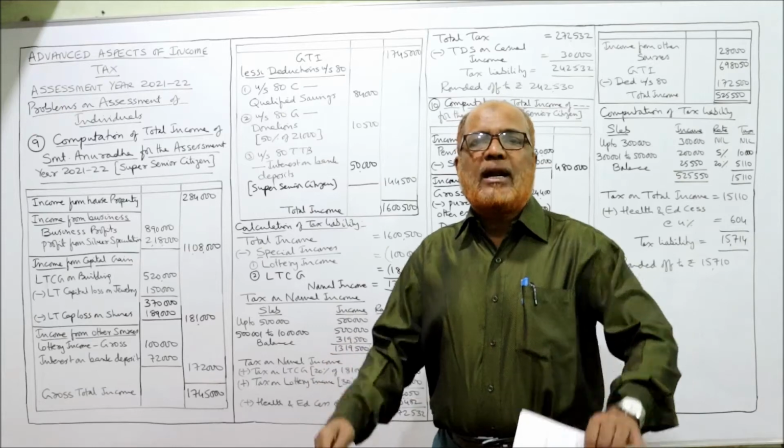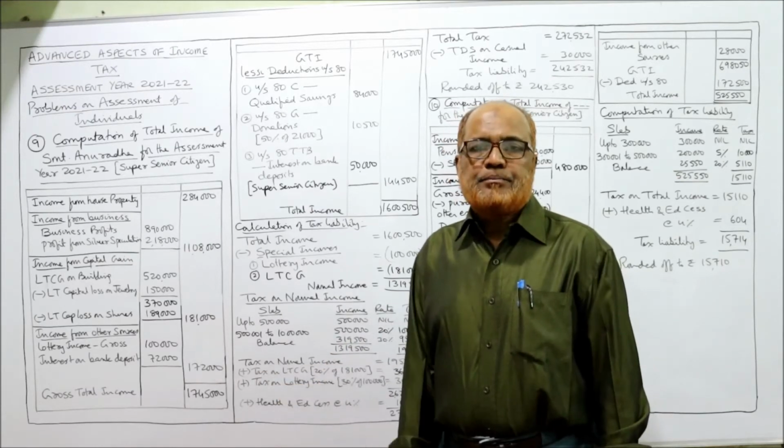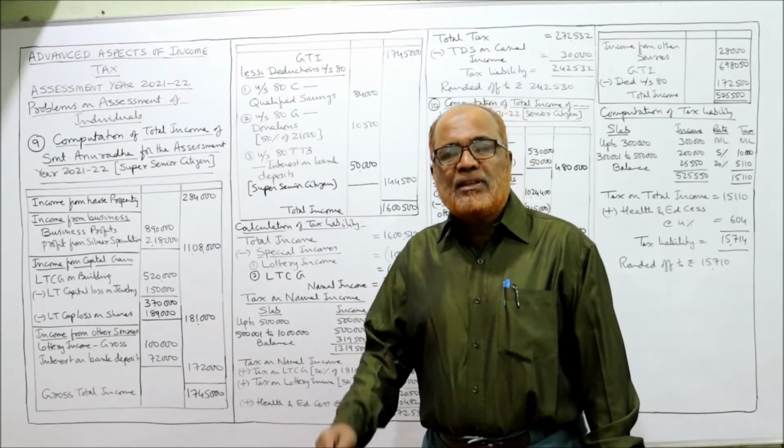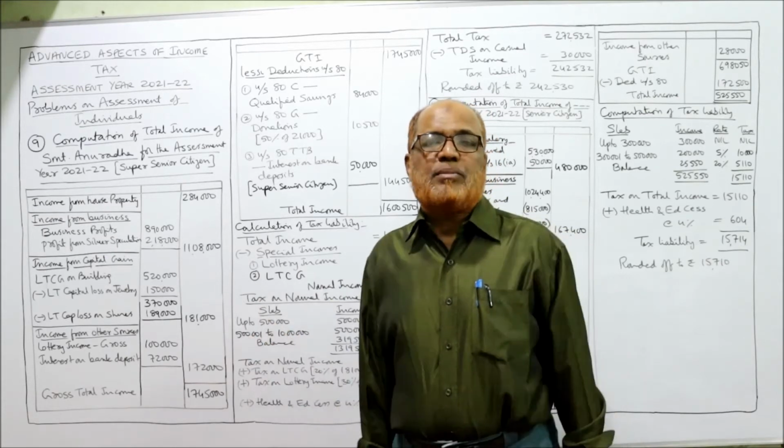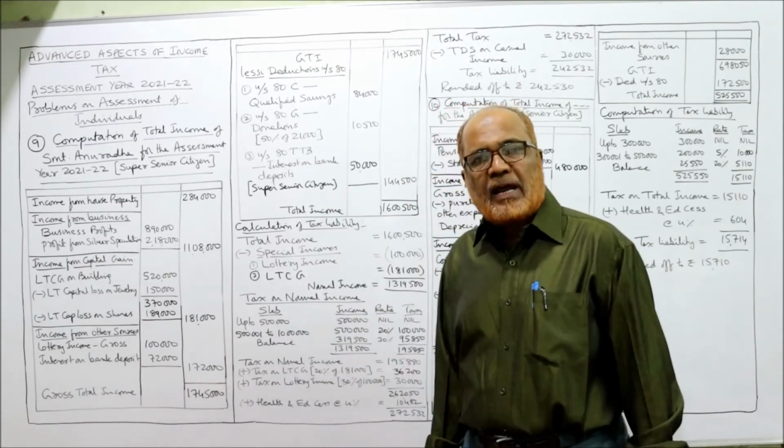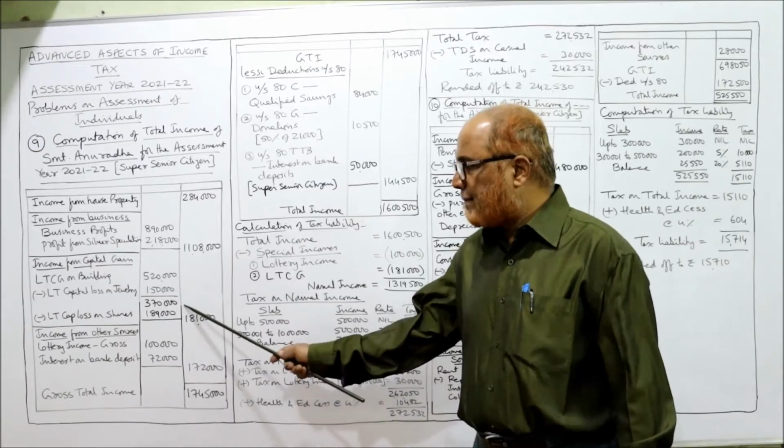LTCG is included in the total income, but later on while computing the tax liability we have to separate it, because there is a flat rate of tax on LTCG, 20%.